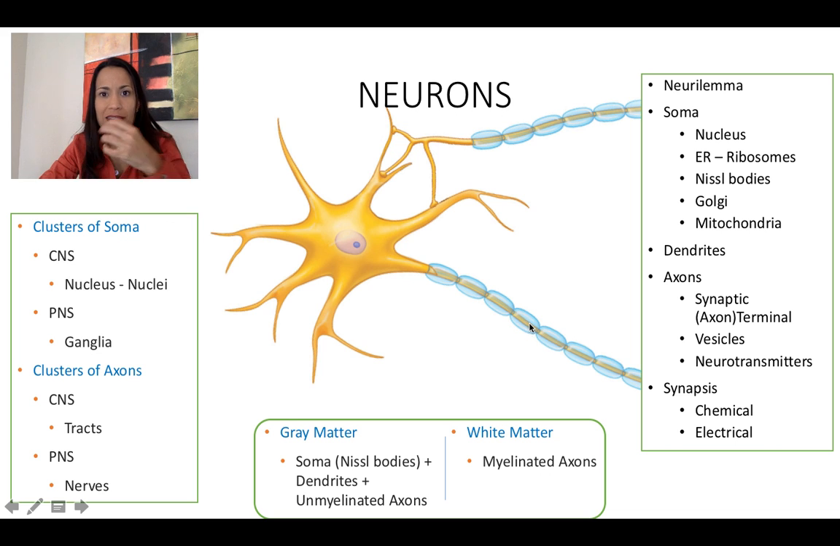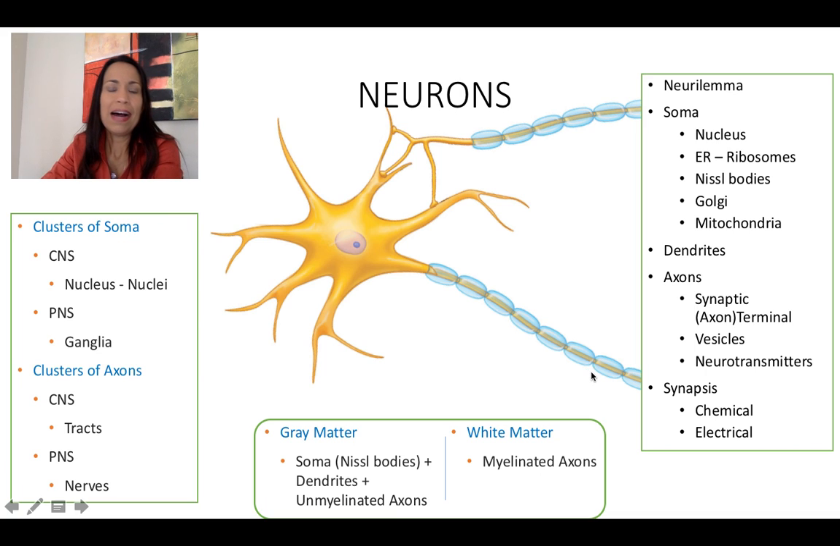Those are cells, and that is an insulator, just like cables have. And that insulation is white, it's bright white. So that gives the white color to the white matter. Okay, so in the gray matter, we're just going to find this part. Okay, the soma, the dendrites, and maybe some unmyelinated axons. And in the white matter, we're going to find myelinated axons only.